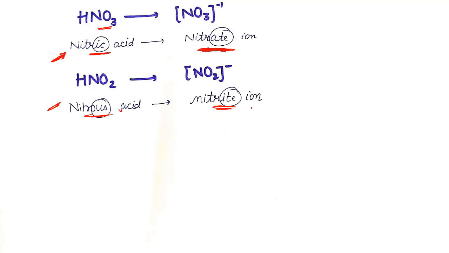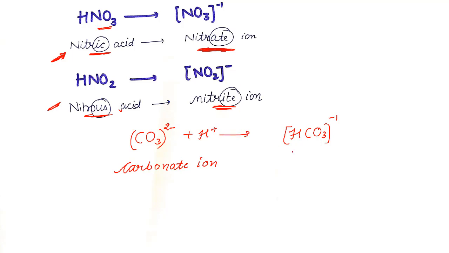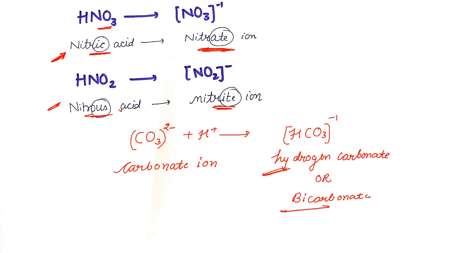Two more examples you need to remember. If I write CO3 in brackets with 2 minus, this is known as carbonate ion. Suppose I put one H+ on this, it becomes HCO3 with -1. Whenever you put one H+ on this ion, it becomes hydrogen carbonate. So to carbonate you are adding hydrogen, it becomes hydrogen carbonate, or this is also known as bicarbonate. You need to remember both names, hydrogen carbonate and bicarbonate.